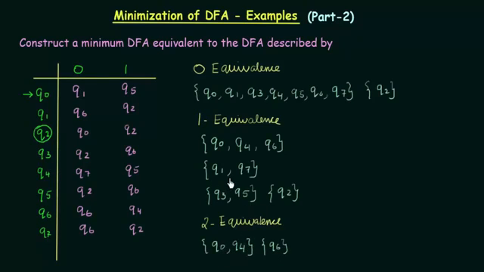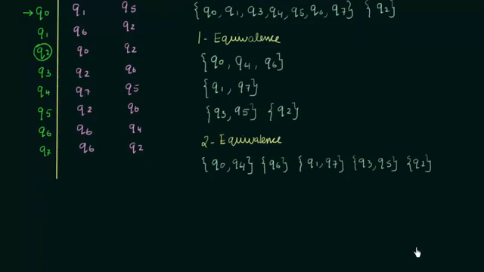Okay, so in the same way, if you check for this, you will find that Q1 and Q7 are two equivalent to each other, and also Q3 and Q5 are two equivalent to each other, and Q2 will stay by itself as it is. Okay, so we finish two equivalents, and the next step that we have to do is three equivalents.